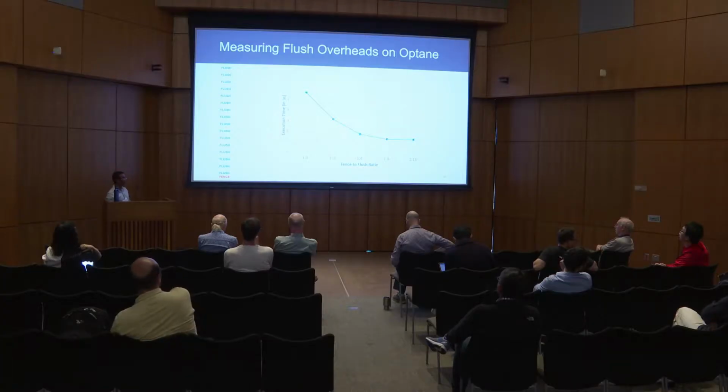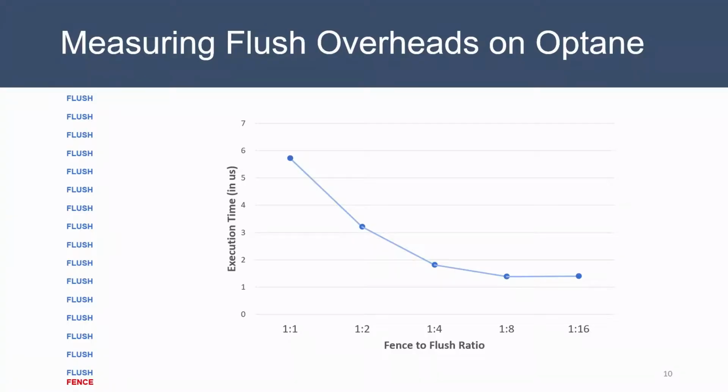Question: Are these real measured numbers? 16 flushes per second? Yes. Yep. Really quick question: is that flushes on the same address? No, this is random addresses. If you flush the same address, currently there are some other overheads that come in and it would actually blow up, I think. But these are random addresses that were there in the L1 cache. So we pre-populated all of them in the L1 cache and then ran these numbers.